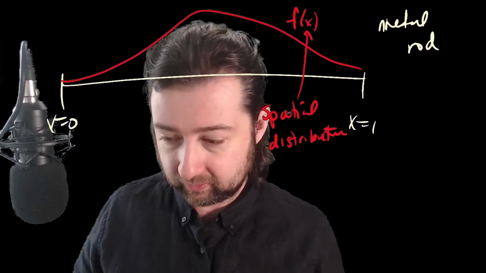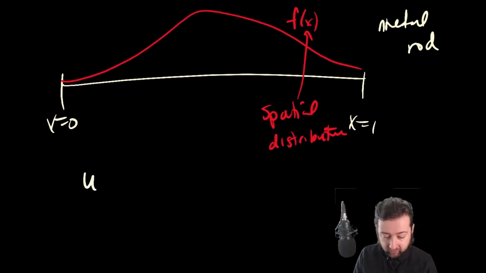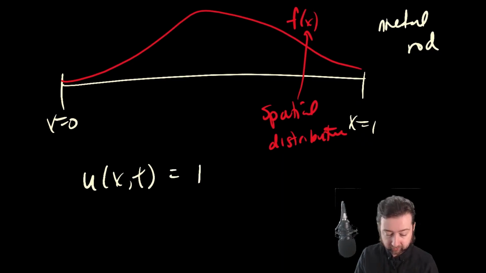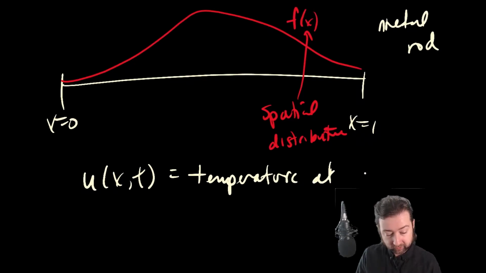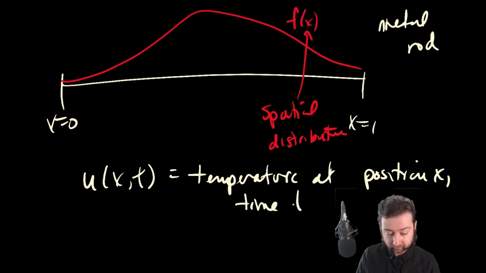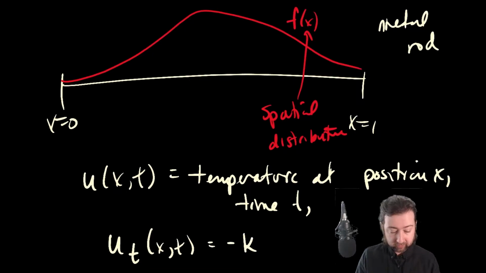What the heat equation says is that if I let u of x and t be equal to the temperature at position x and time t, we can describe the evolution of the temperature with this differential equation, which is really just an application of Newton's law of cooling. The time derivative of u is proportional to the second spatial derivative of u.